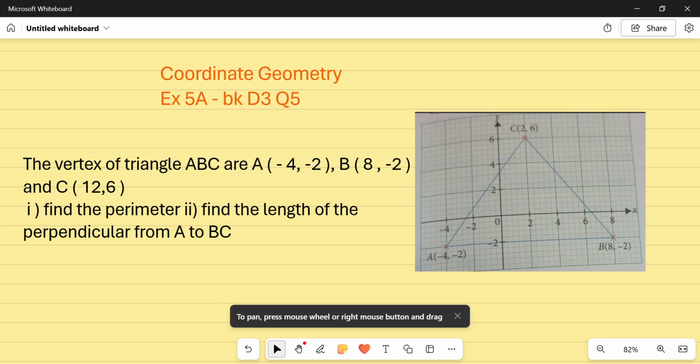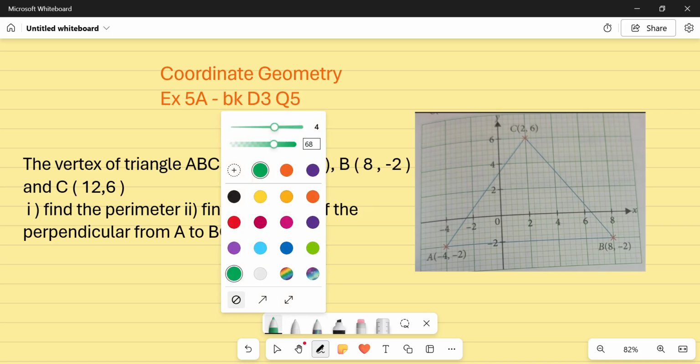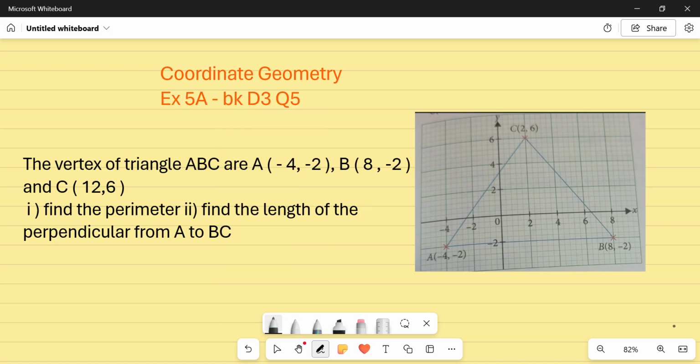Students, in this video, we will solve question number 5 from book D3, unit 5, Exercise 5A. The question says the vertices of a triangle ABC. The vertices are the corners, the three corners, because it's a triangle, so it has three vertices: A, B, and C.